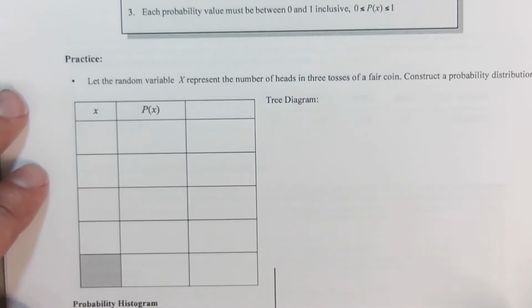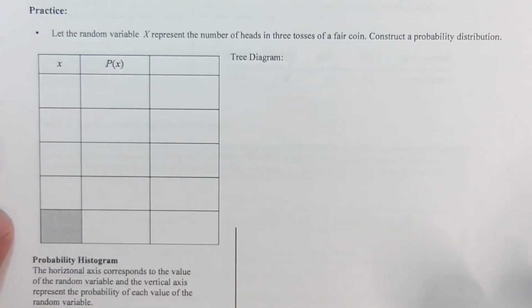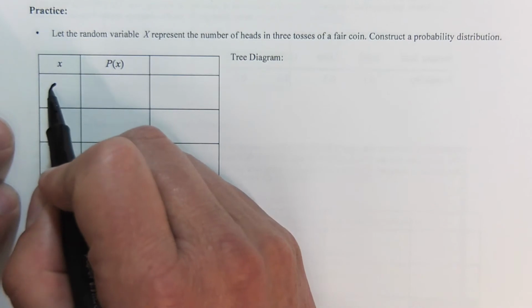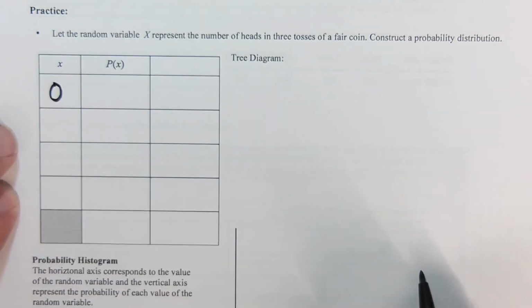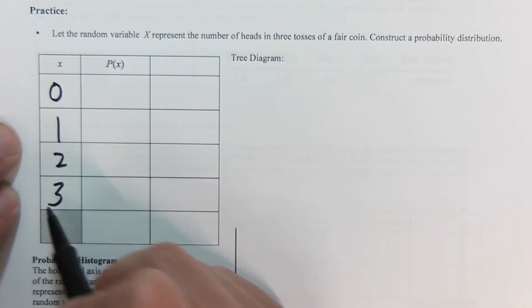Let's jump into it and get some practice in. So let's say that we're tossing a fair coin, and we want to know the number of heads that we could get in 3 tosses. Well, we have a few options. We could get no heads in 3 tosses. That's certainly possible. We could get 1 head only, 2 heads, or 3 heads. Those are our options.